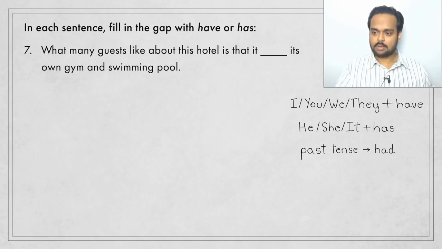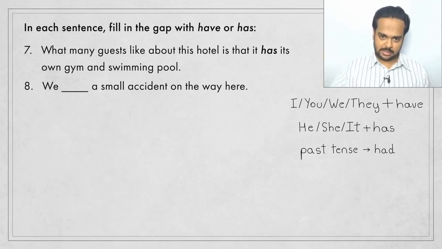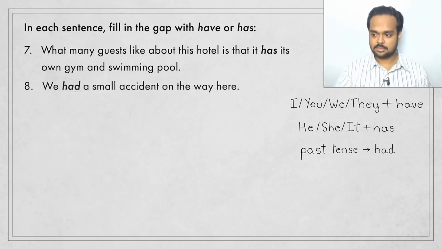Number seven, what many guests like about this hotel is that it has its own gym and swimming pool. So guests still like this fact about the hotel. So if they still like it, we need a present tense verb. So what many guests like about this hotel is that it has its own gym and swimming pool. Number eight, we had a small accident on the way here. So as we were coming here, an accident happened to us. So we had a small accident on the way here.